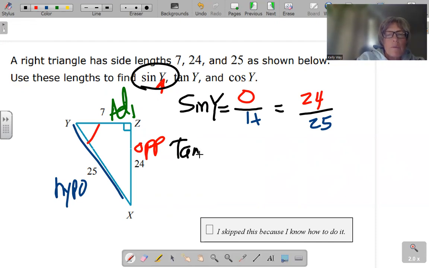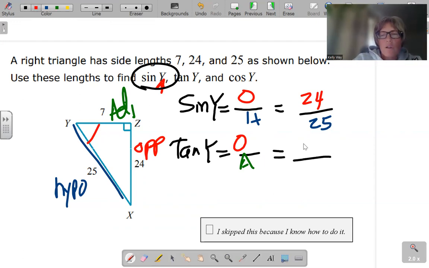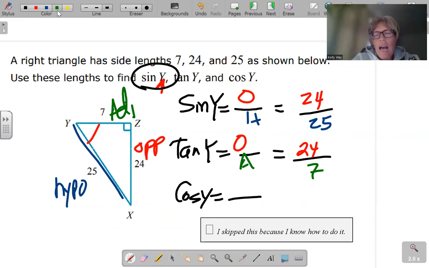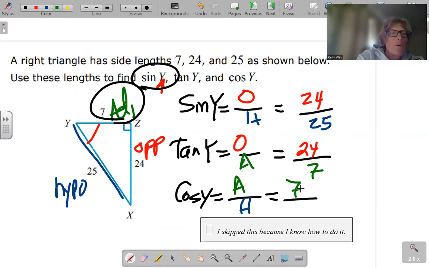Tangent of y is OA. So that is opposite over adjacent. In this case, the opposite, of course, is still 24. The adjacent is 7. Ta-da! Leave it. That's all you need. Third one, cosine. That's adjacent over hypo. Adjacent in this case is 7. Hypo is 25. Again, leave it. It just wants the fraction. That's all it wants.